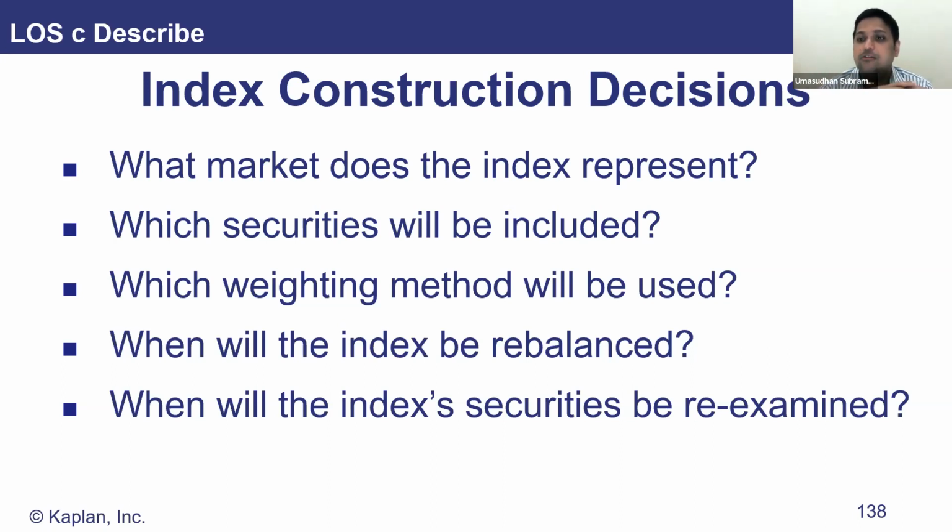You need to bring in one security to the index. For example, if you are constructing an index based on the top 20 companies in the market in terms of revenue or market capitalization, that can change. One company can come into your top 20 and one company can go out. So you need to remove one company from your index and bring in another company which has recently been added. So you need to change the constituents of your index, and that's where you will be re-examining your index.